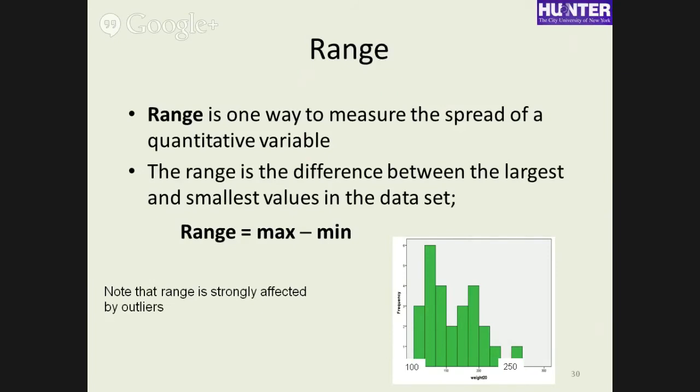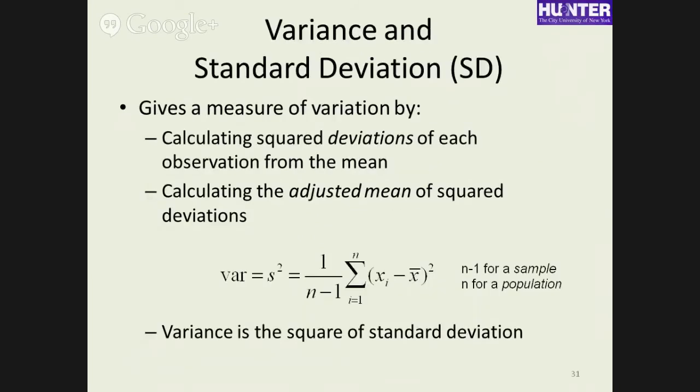Now, the range is just the difference between the largest and the smallest value. Out of these measures of spread, we've talked about range. Oh, we have one more, variance and standard deviation. This is kind of the major measure of spread that we'll use.